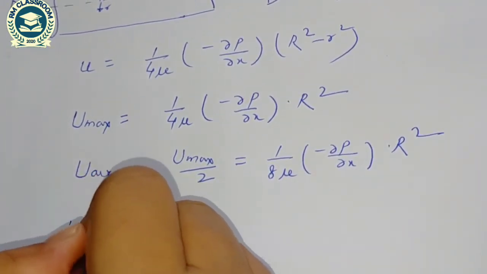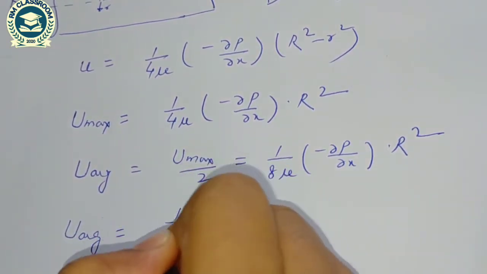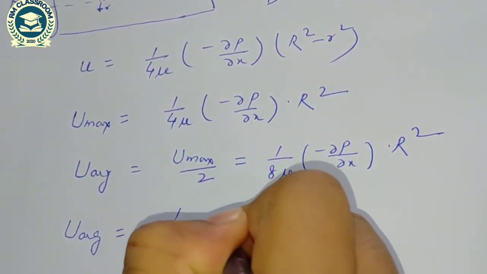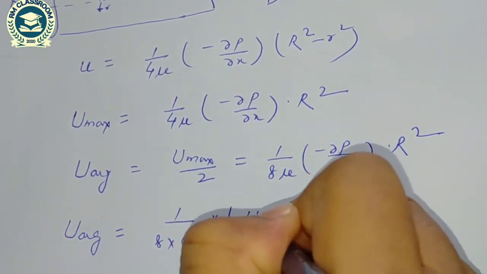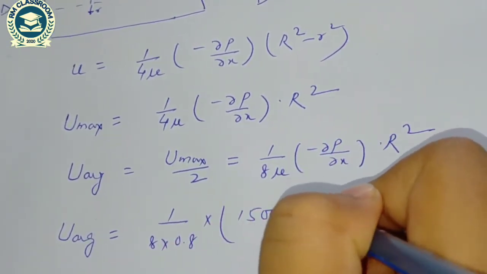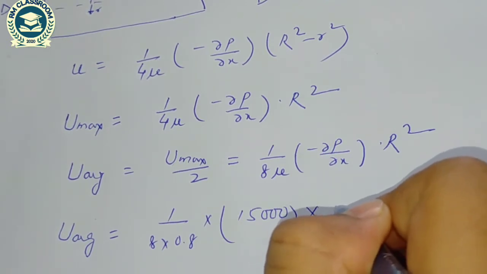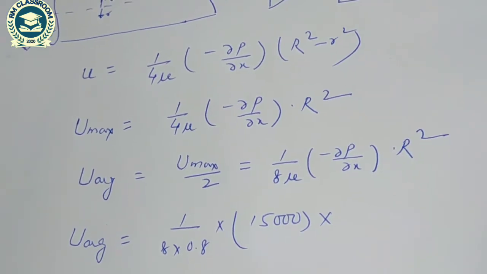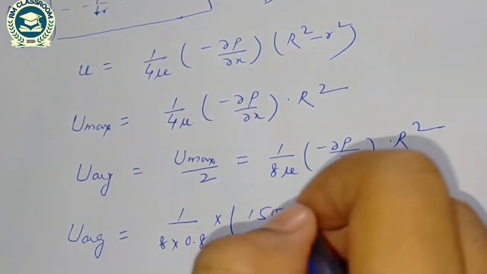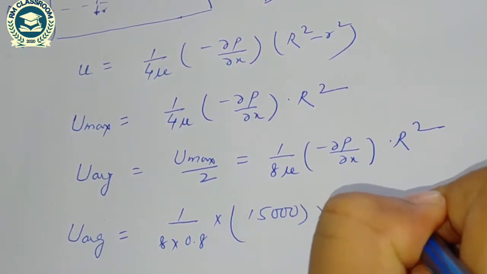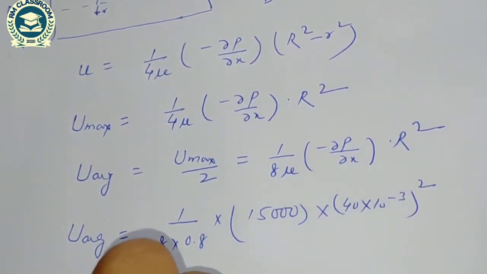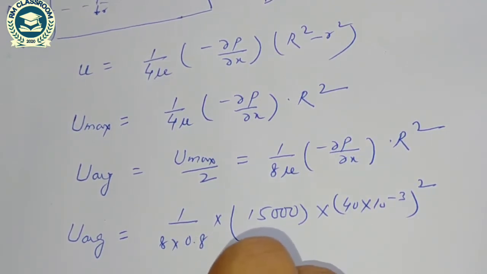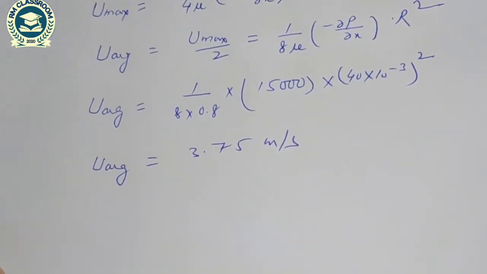So average velocity can be computed. 1 by 8, dynamic viscosity is 0.8, pressure gradient is given 15,000 into r square. Radius is given 40 mm, so 40 into 10 to the power minus 3 whole square. So if I compute, it is coming 3.75 meter per second is the average velocity.